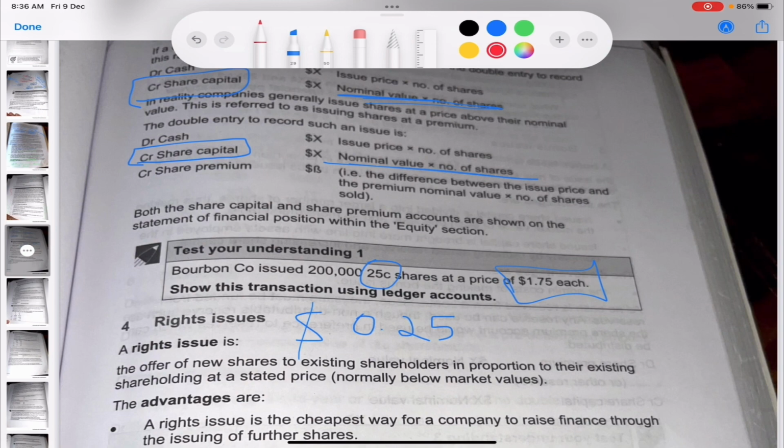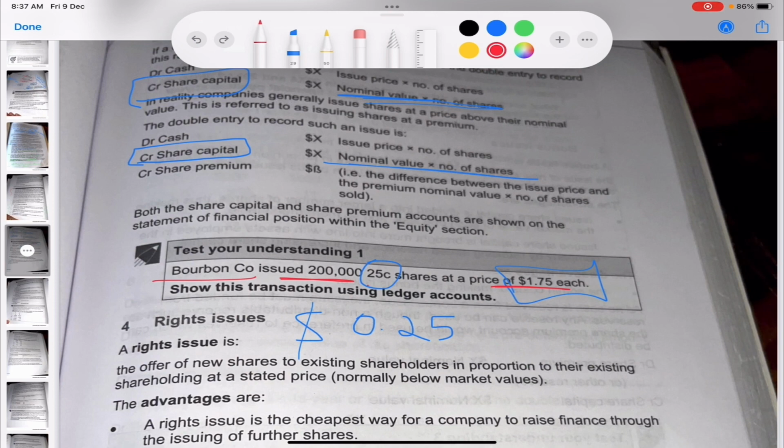Let's read the question. Bourbon Company issued 200,000 25C shares at a price of 1.75 each. So what is the face value? The face value is 25C. It is clearly mentioned over here, 25C shares. So that is the face value. 1.75 is what you basically charged in the market. So 1.75 is more than 0.25. That means that a premium has been charged.